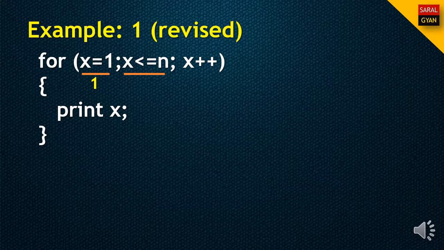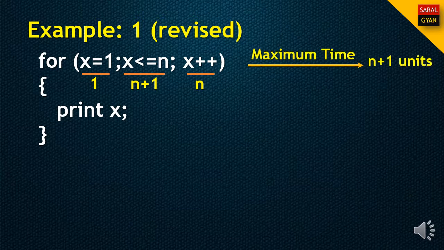Previously, when the value of n was 100, this comparison took place 100 plus 1 times. Now, since 100 has been replaced by n, it will take n plus 1 comparisons, meaning it is going to execute n plus 1 times, and this increment is again going to be executed n times. So overall the time taken by this for statement is n plus 1 units of time.